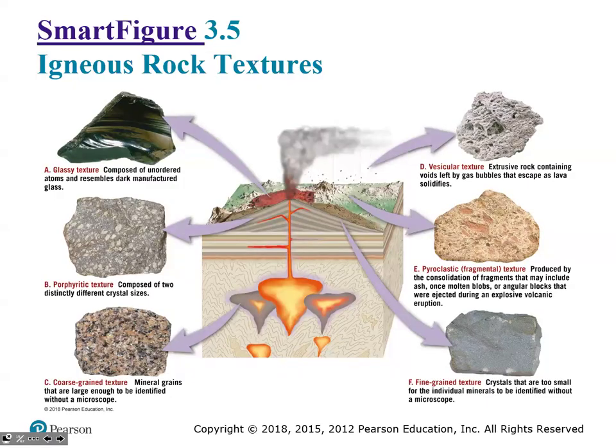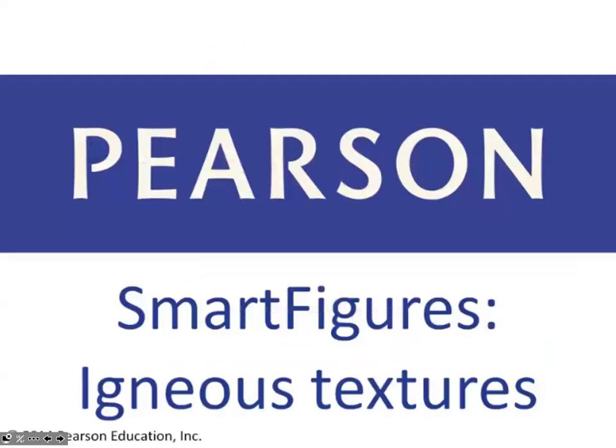And then a vesicular texture is extrusive rock that contains voids left behind by gas bubbles. As the lava solidifies, the gas is escaping in bubbles, and you get this pattern. It's basically foamy. So those are the different sorts of textures. They come from different sorts of productions. A lot of them come from volcanic locations.